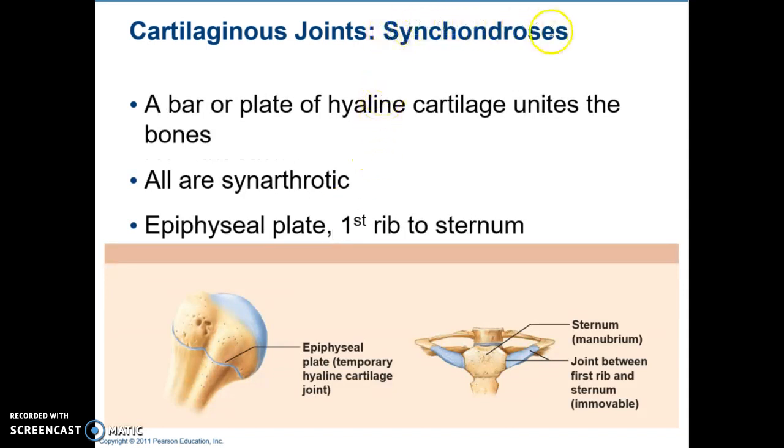So first up is a synchondrosis. The definition of a synchondrosis is when you have hyaline cartilage that is gluing 2 bones together. These are all synarthrotic, and examples would be where you have epiphyseal plate cartilage basically gluing the epiphysis onto the diaphysis of growing bones, and then the joint between the first rib and the sternum. The rest of the ribs do adjoin to the sternum via cartilage or hyaline cartilage, but those are all synovial joints.